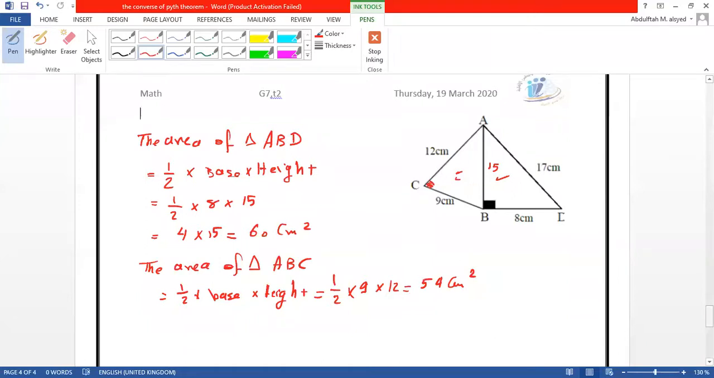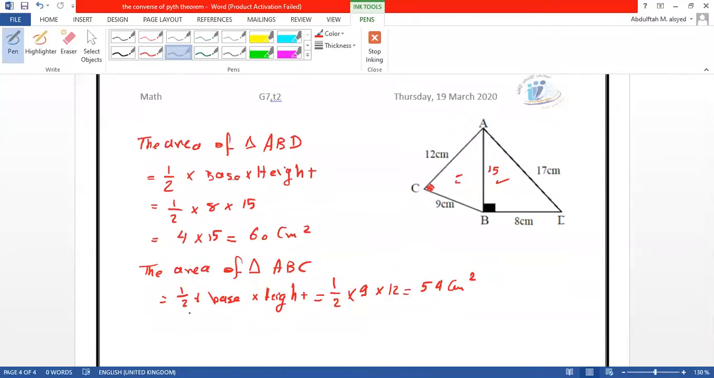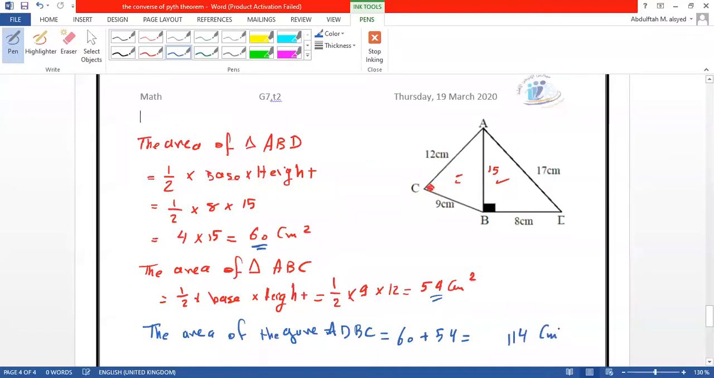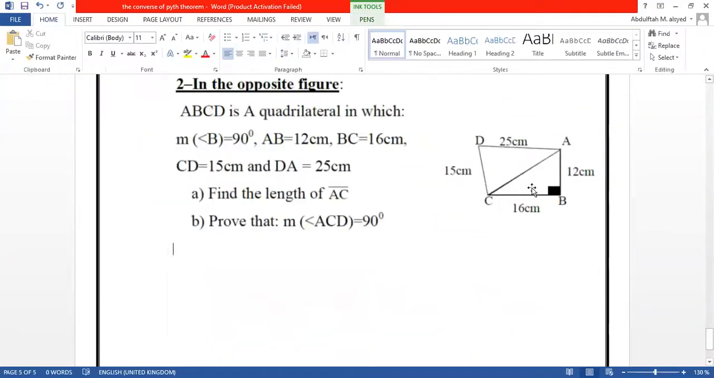Okay, so now we will find the total area of the figure ADBC. The area of the figure ADBC equals the sum of these areas, 60 plus 54, which equals 114 centimeters squared.